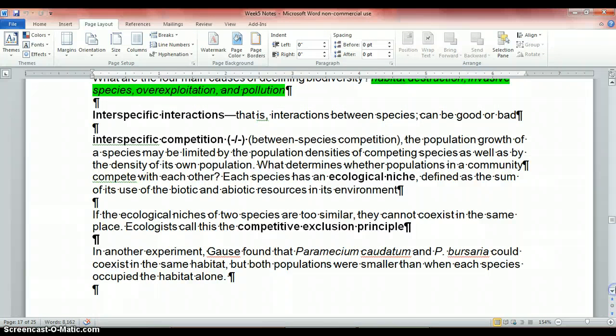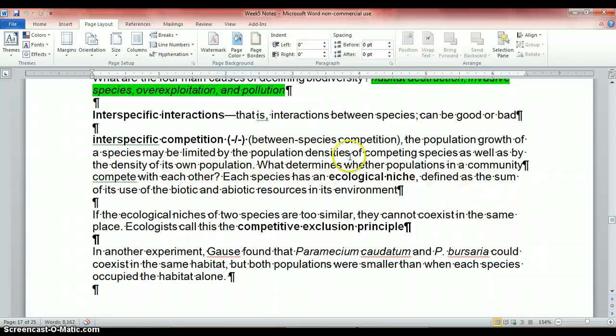Let's scroll down. Interspecific interactions, that is, interactions between species, can be good or bad. Interspecific competition is competition between species. The population growth of a species may be limited by the population densities of competing species as well as by the density of its own population. What determines whether populations of the community compete with each other?